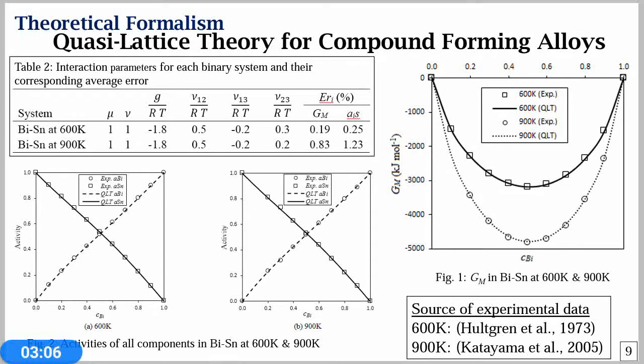Table 2 presents the interaction parameters used in fitting the Gibbs free energies of mixing in bismuth tin at 600 Kelvin and 900 Kelvin. This set of interaction parameters fulfilled the equilibrium condition and also agreed with experimental data. The agreement with experimental data was measured by average error estimation, that is equation asterisk, and the results are also displayed here.